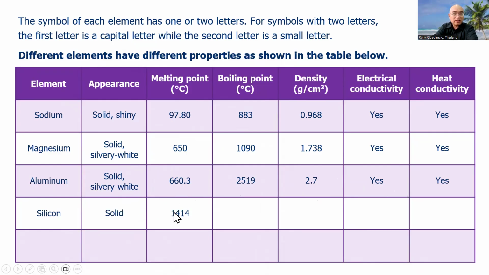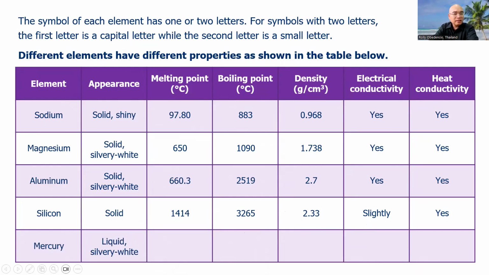Silicon, it's solid. It melts at 1,414 degrees Celsius. It boils at 3,265 degrees Celsius. It is dense, like 2.33 grams per cubic centimeter. And yeah, slightly it's an electrical conductor, and also it is a heat conductor.